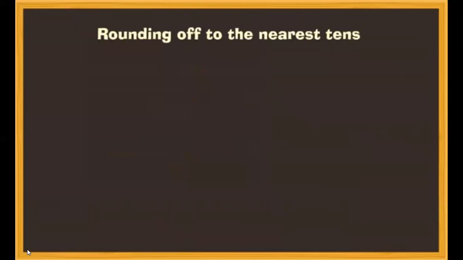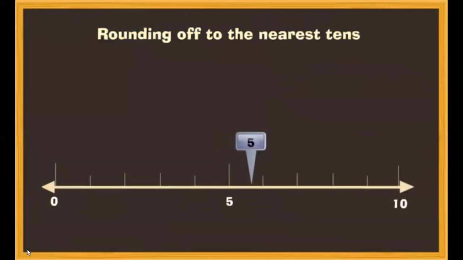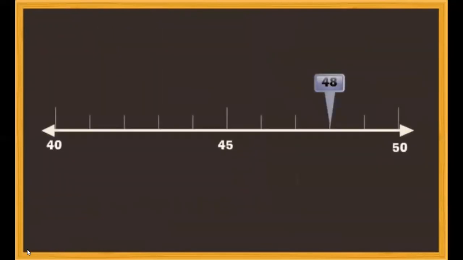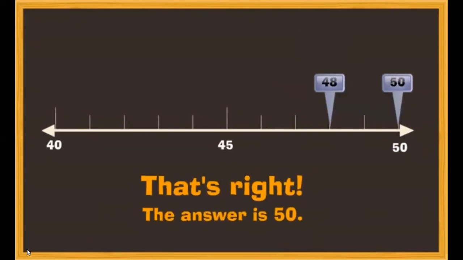We can round off to the nearest tens too. If the digit in the ones place is 5 or more, we round it off to the greater number. If the digit in the ones place is less than 5, we round it off to a smaller number. Now, can you round off 48 to the nearest tens? That's right. The answer is 50.